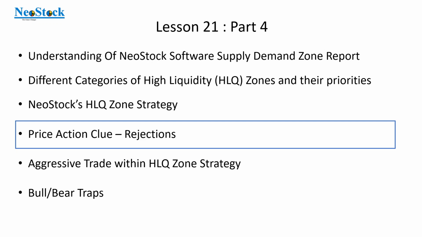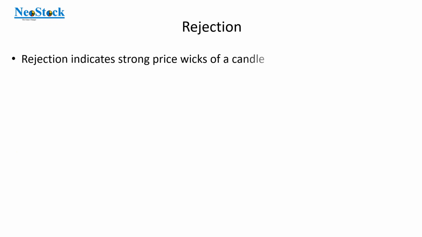Okay, now let's get into the price action clue. Rejection is a very important and very powerful concept. So what is rejection? Rejection indicates strong price wicks of a candle. If you are thinking from the candle point of view, after that we will look from the zones point of view. You might see a candle having a long wick.